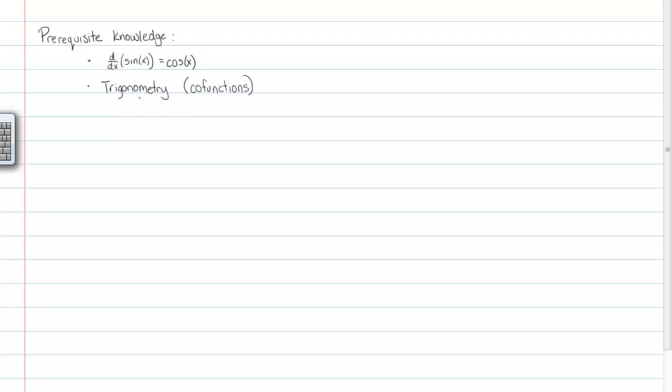You'll also have to be very familiar with trigonometry. Specifically, I'm going to use some little-used facts. Well, actually, these are often used in mathematics, but a lot of students forget them. Cofunctions. What do I mean by a cofunction? Well, sine and cosine are cofunctions. It turns out that the sine of an angle is the same thing as the cosine of its complement. So that's what a cofunction is.